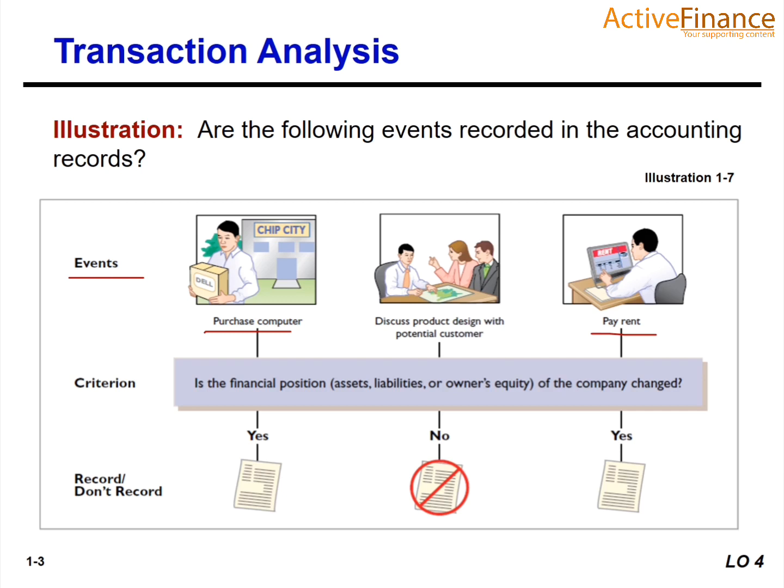The criterion is whether the financial position, assets, liabilities or owner's equity of the company changed. The purchase of a computer we will record, because it can be easily quantified in terms of money. The discussion of product design with a potential customer we will not include in the accounting equation because it cannot be quantified in terms of money. And rent we can include in the accounting equation. So let's proceed to the demonstration.